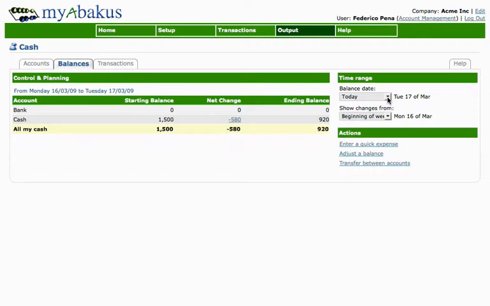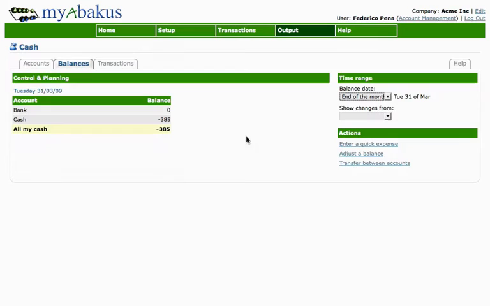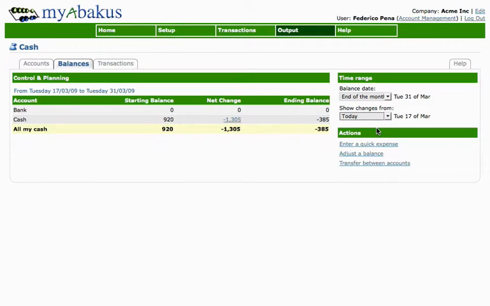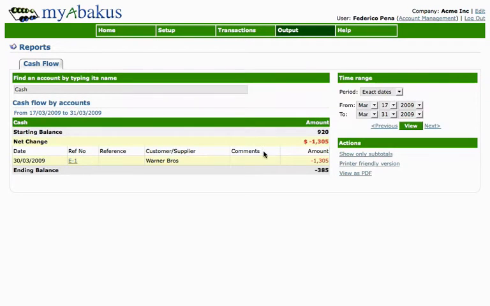In Balance Date we select End of the Month, and we find to our surprise that the projected balance is minus $385. In Show Changes From we select Today, and we can see how this is explained by the fact that the $920 we have at the moment is insufficient to cover the $1,305 we have to pay Warner Brothers on the 30th. If we extend the time range for a couple of weeks, we can see how our problem is that the $725 payment from Willie Coyote will only get to us next month.